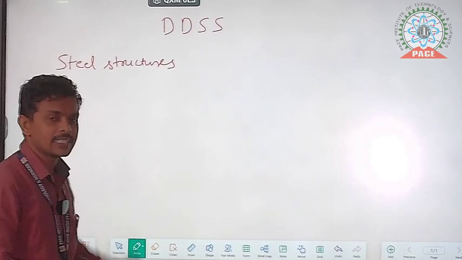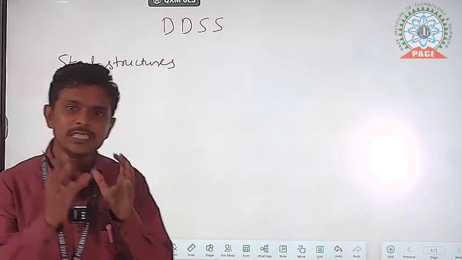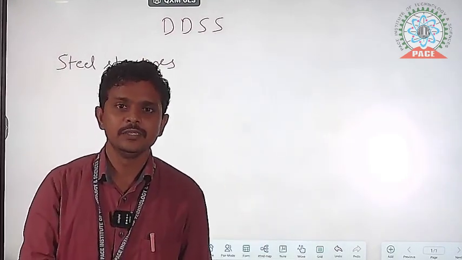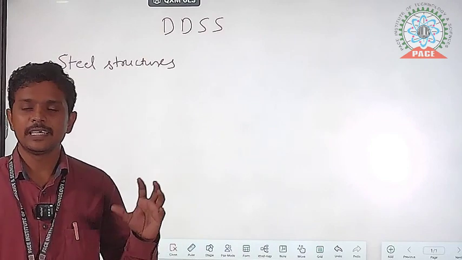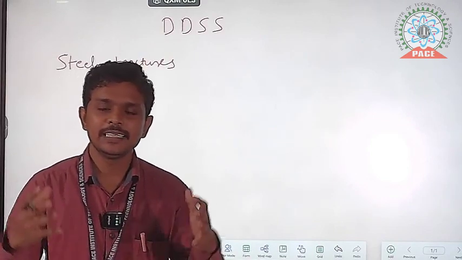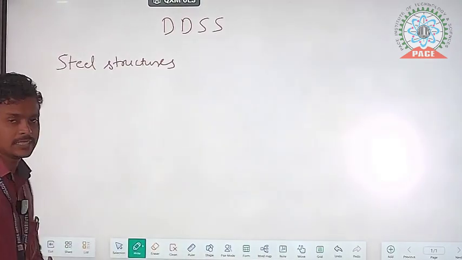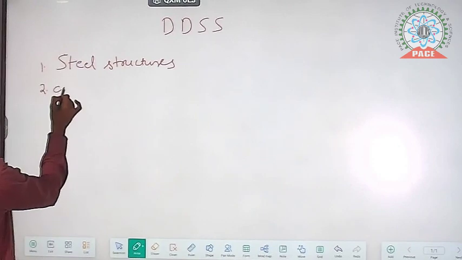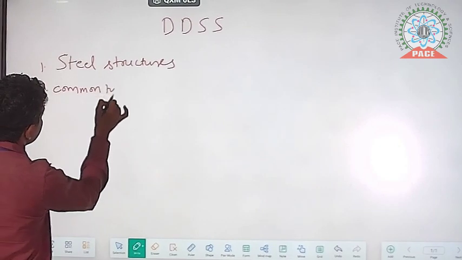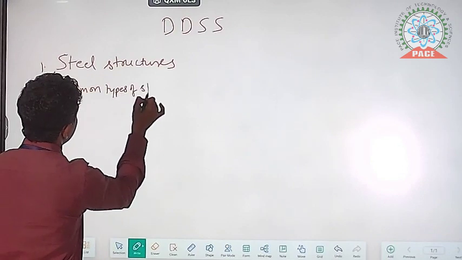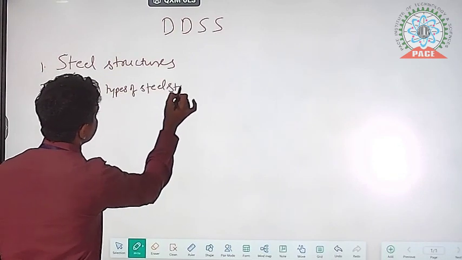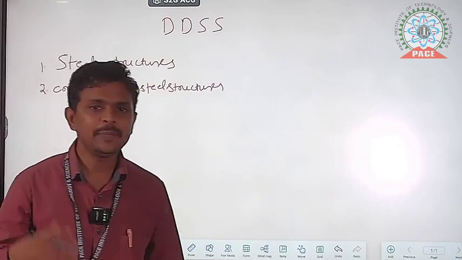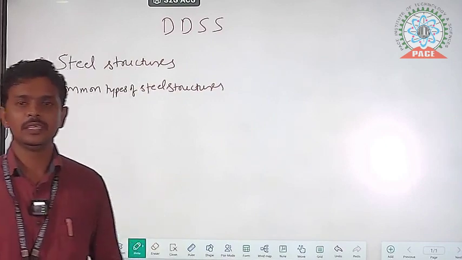Here the steel structure means, from the steel, different shapes of steel sections are available outside. If all those sections are connected together, we will call it a steel structure. That is about the steel structures. For example, if you see the common types of steel structures, in the world, steel structure is rapidly growing when compared to concrete structures.